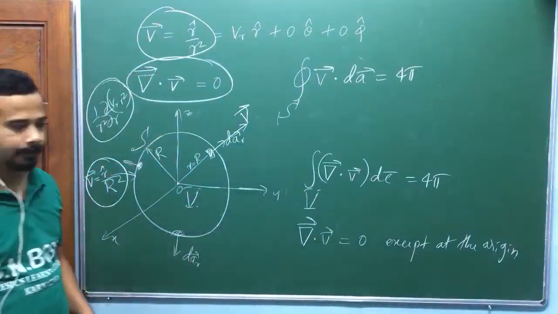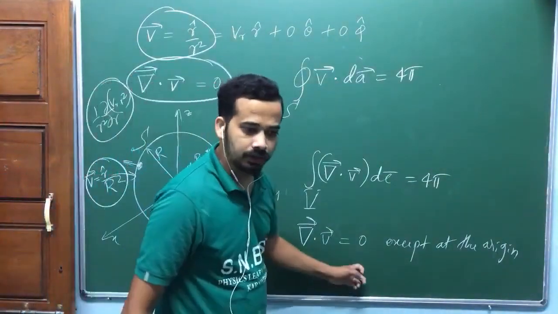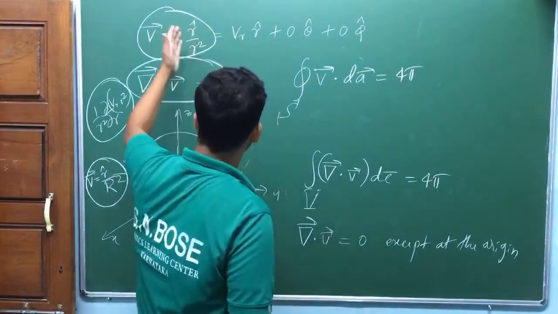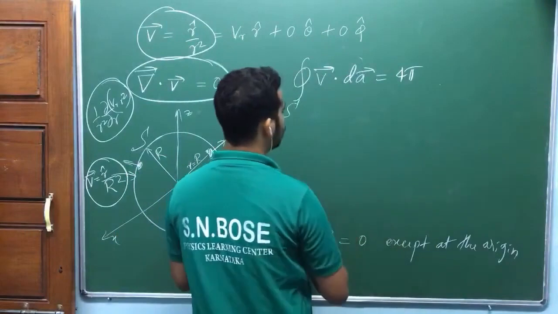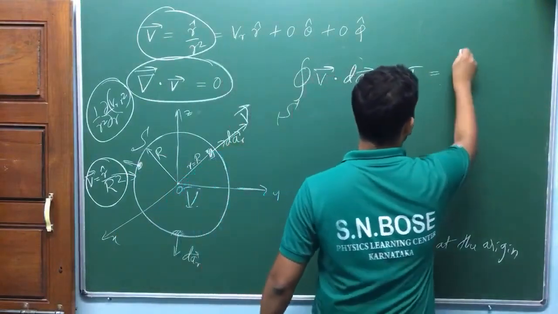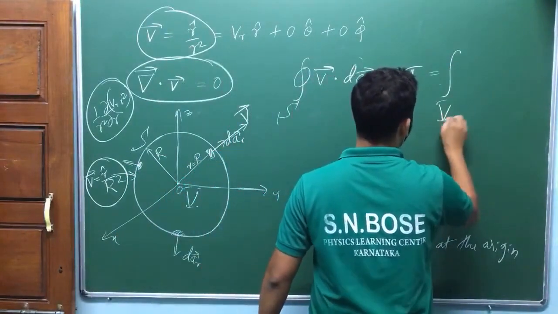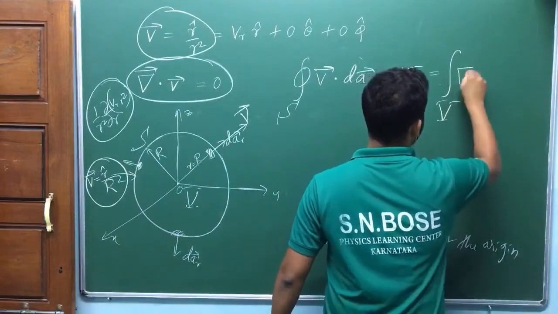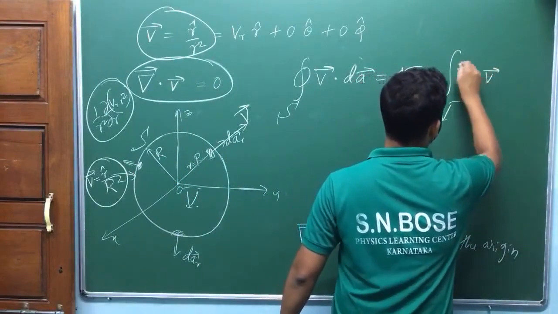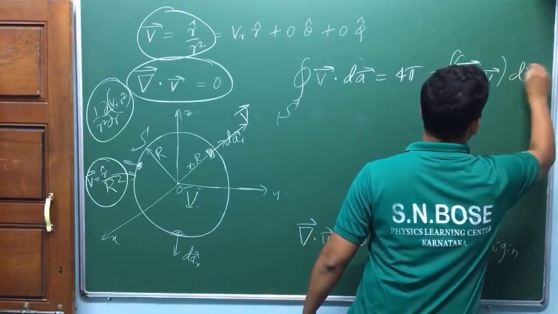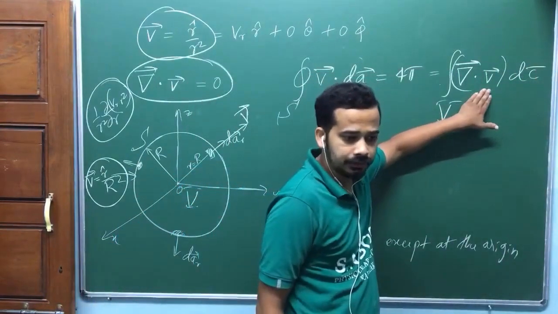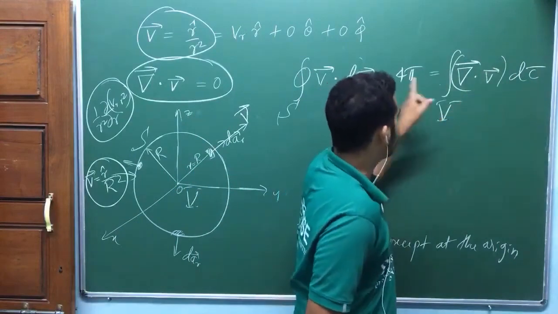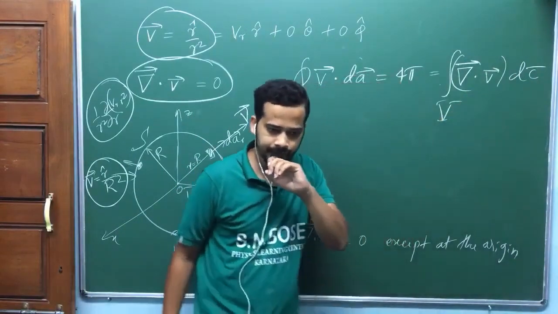What is the value of this divergence of this vector field at the origin? We need to fix that. We better write it like this: this is equal to 4π. That should be equal to the volume integral of del dot v dτ. So this is 0 except at the origin, and its volume integral is equal to 4π.